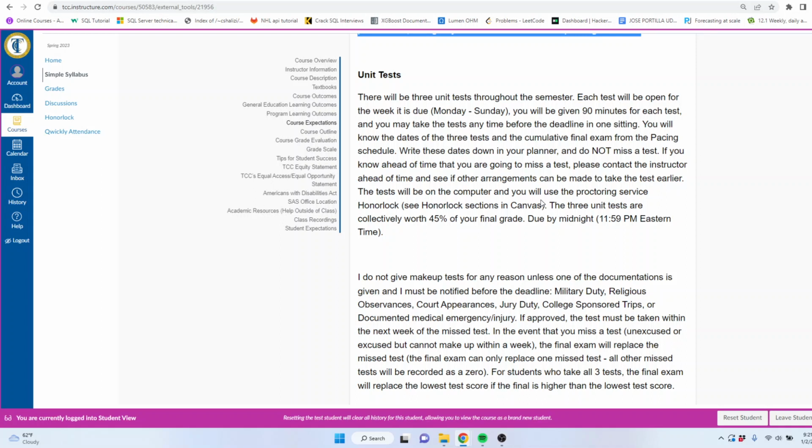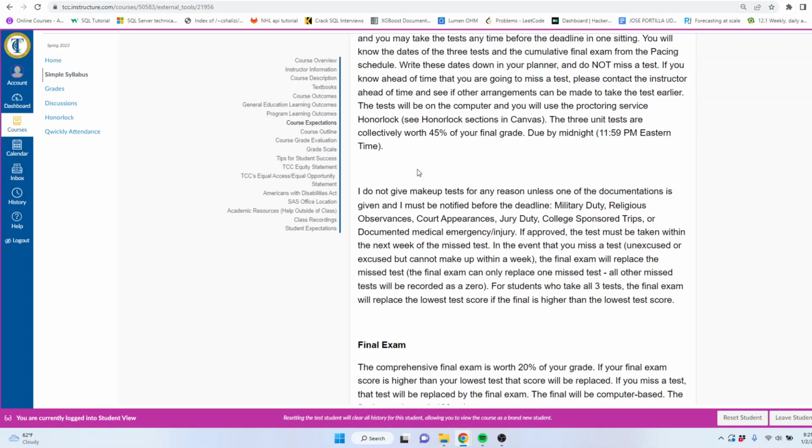All right, the 3 tests are worth collectively 45% of your final grade, so each one's 15%. And once again, they are due at midnight on the Sundays of the week they are due.